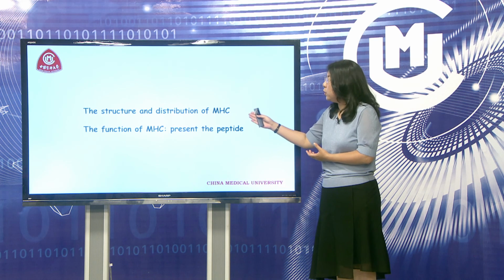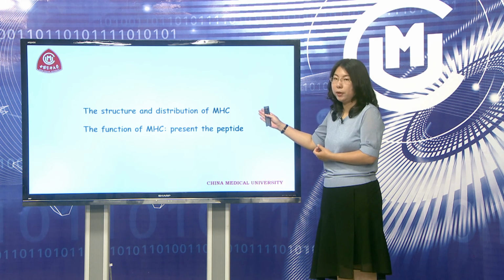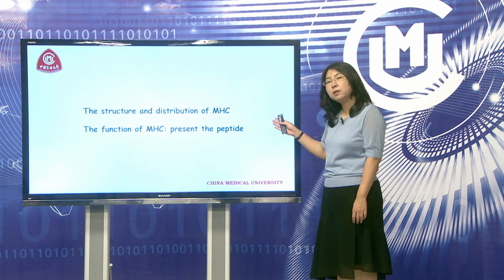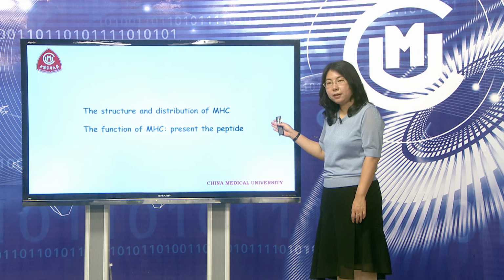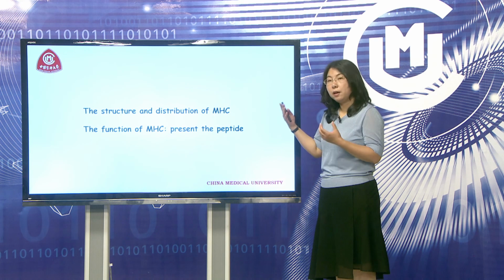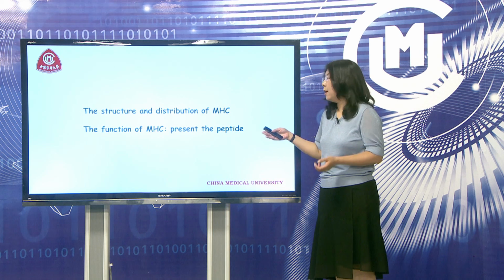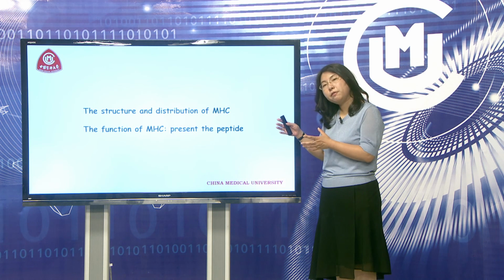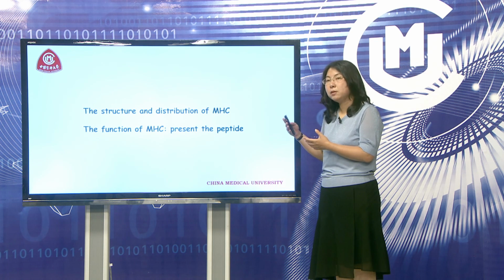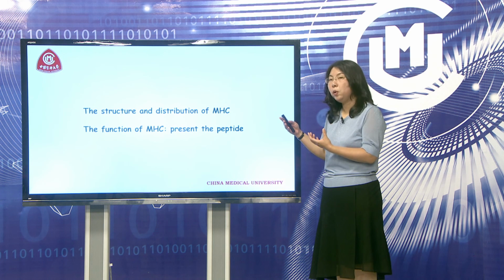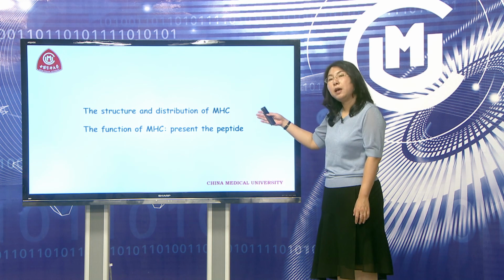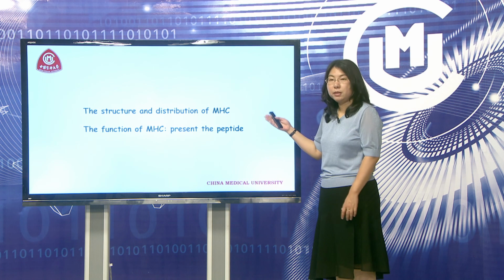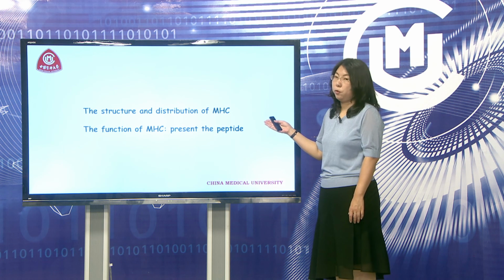And the distribution of class 1 and class 2 molecules is different. Class 1 molecule is distributed on almost all nucleated cells. It is a very wide distribution. And for class 2 molecule, the distribution is very limited. They are expressed only on some special cells. We call them APCs, antigen presenting cells, such as B cells, dendritic cells, and macrophages.